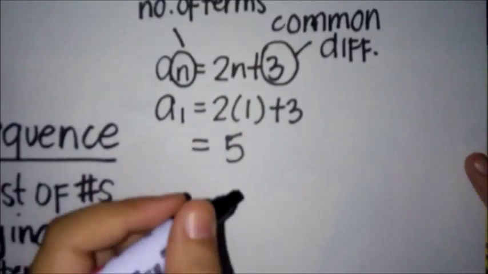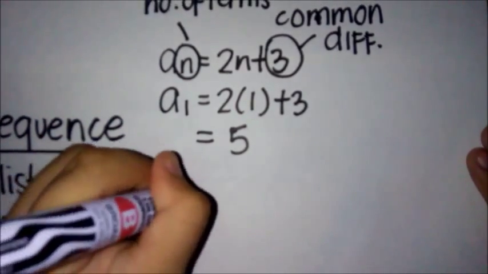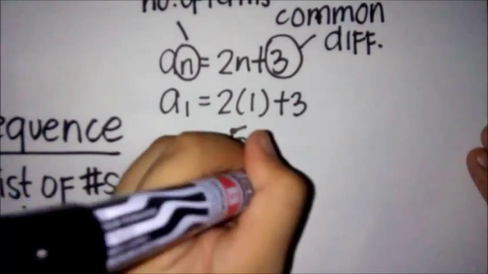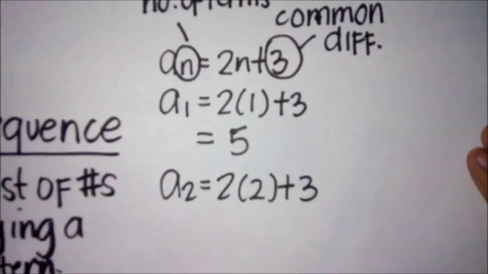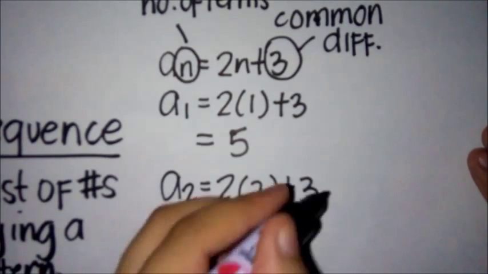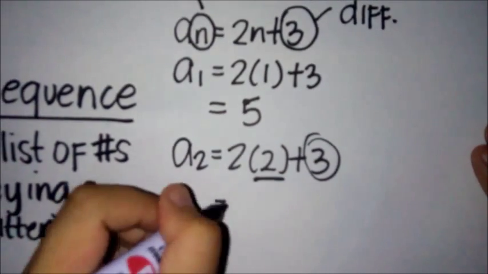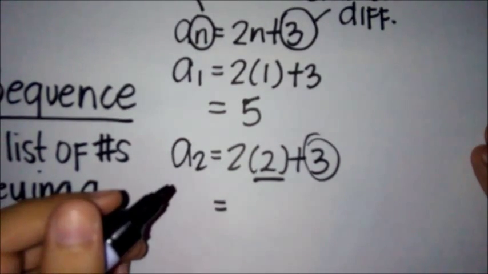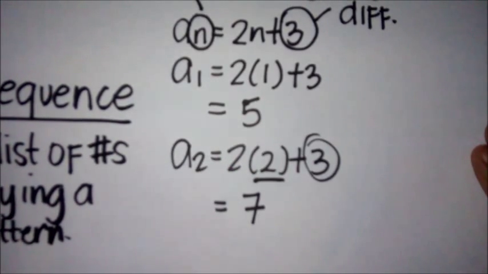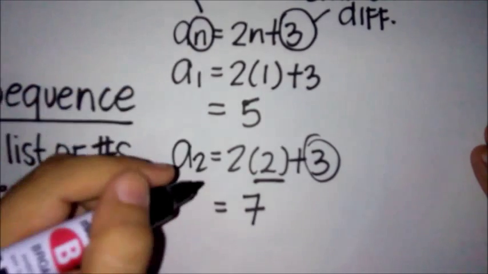So let us try the second term. A sub 2 is equal to 2 times 2 plus 3. Again, this is the number of terms, and 3 here is a common difference. So 2 times 2 is equal to 4 plus 3, 7. So you now have two terms, the a sub 1 and the a sub 2.